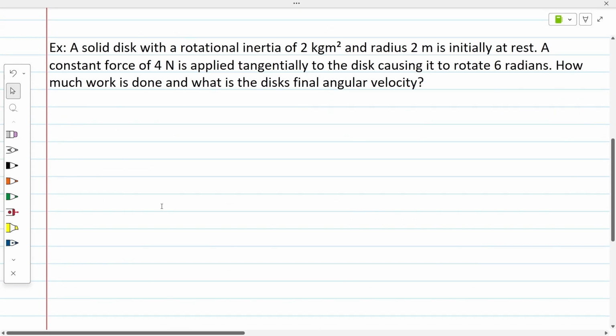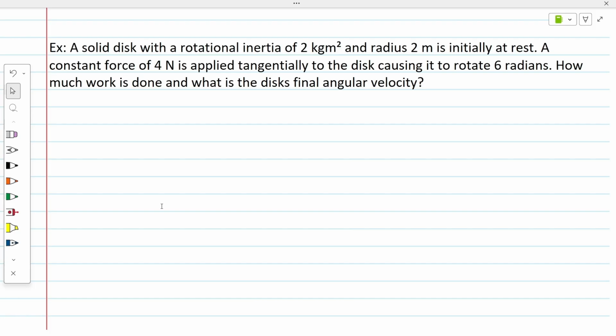So a solid disk with a rotational inertia of 2 kilograms meters squared and a radius of 2 meters is initially at rest. A constant force of 4 newtons is applied tangentially to the disk, causing it to rotate 6 radians. How much work is done, and what is the disk's final angular velocity?